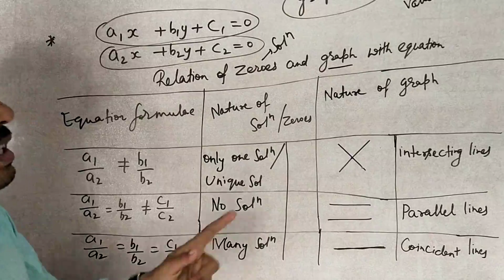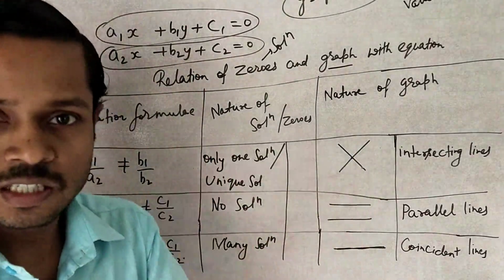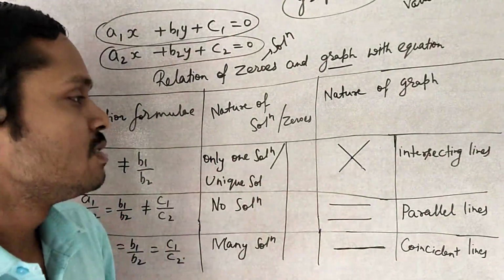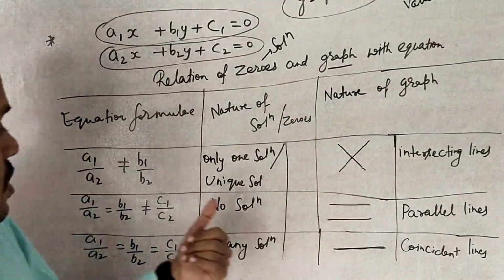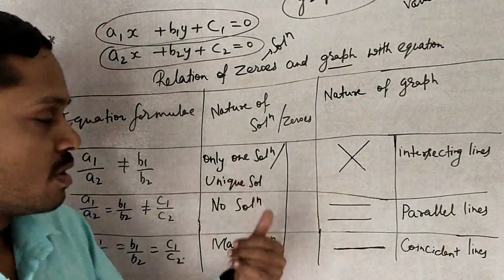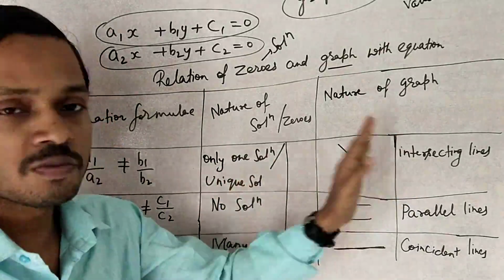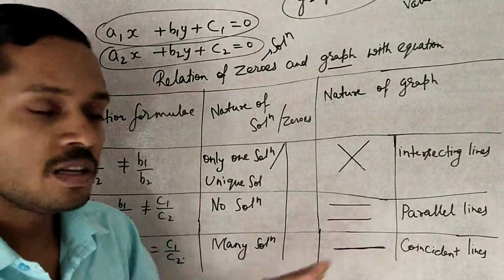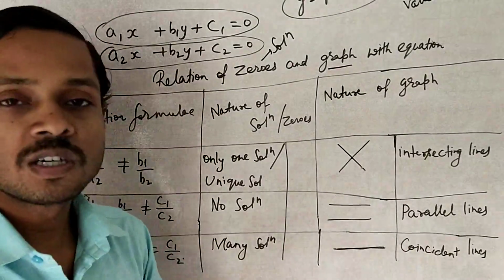Look at there. If the questions ask you to check intersecting lines, as in exercise 3.1 and exercise 3.2, you can check this by this formula. If they are asking for a unique solution, you can check with this formula. According to this formula, you can check no solution and parallel lines. According to this formula, you can check many solutions and coincident lines.